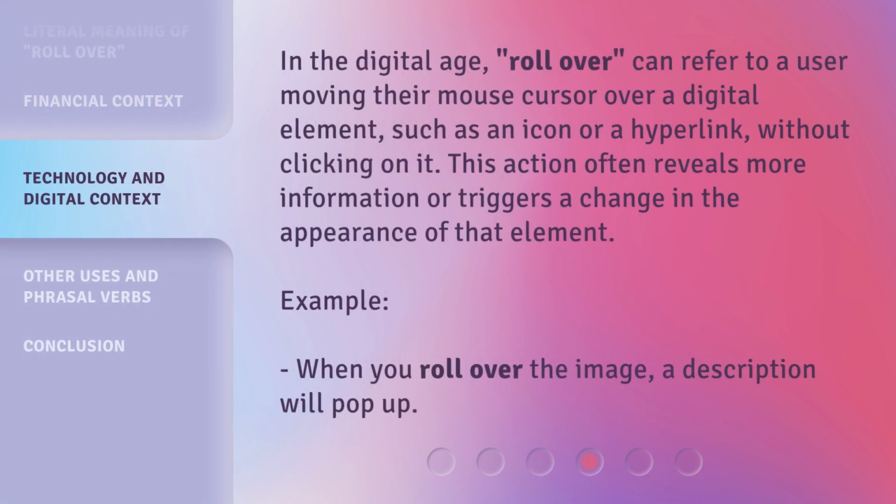In the digital age, rollover can refer to a user moving their mouse cursor over a digital element, such as an icon or a hyperlink, without clicking on it. This action often reveals more information or triggers a change in the appearance of that element. Example, when you roll over the image, a description will pop up.